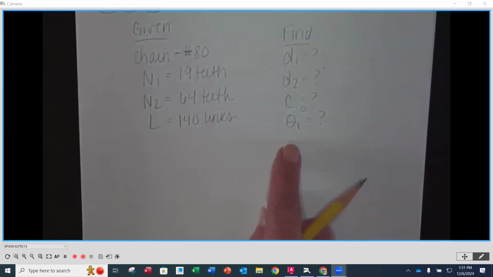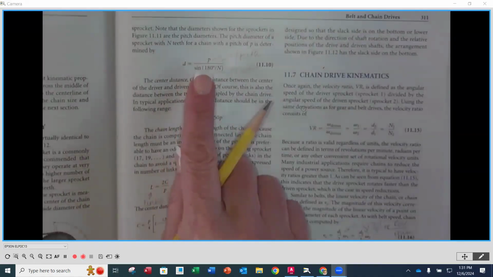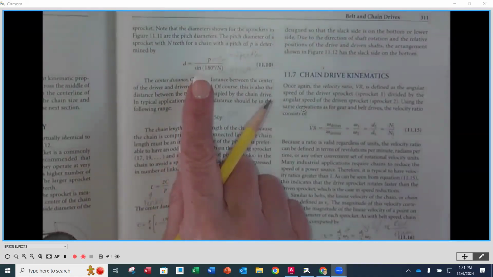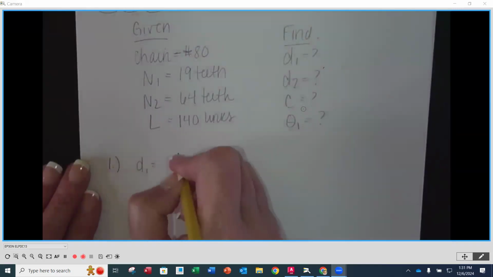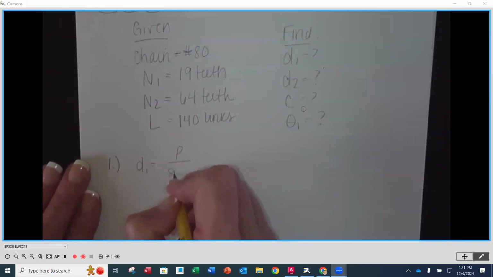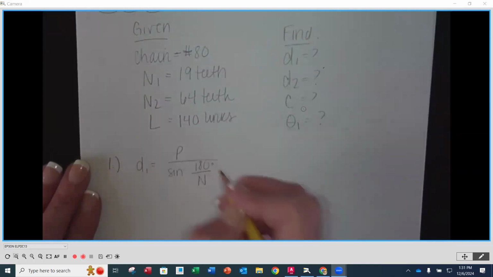Okay, so first and foremost, we're going to start off by calculating the pitch diameters of each one of our sprockets. So we're going to go back in the chapter. On page 311 are all the equations that you need. The very first equation up at the top here, equation 11-10, is the pitch diameter equation. So we're going to do that twice, once for D1 and once for D2. So D1 is going to be equal to the pitch divided by sine of 180 divided by the number of teeth, and this is degrees.